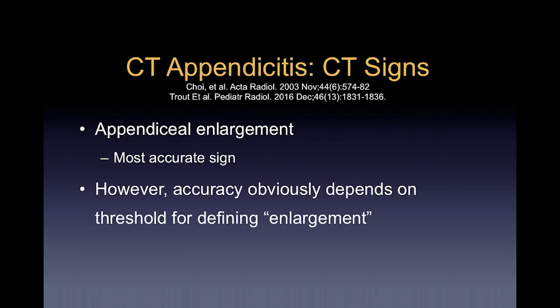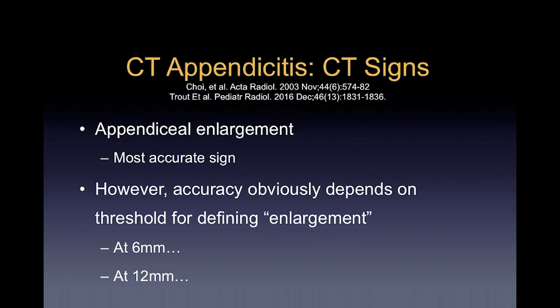However, accuracy is obviously going to depend on where we set our threshold for defining enlargement. If we set it at 6 millimeters, we are going to overcall appendicitis in a large number of cases. If we set it arbitrarily, just sort of doubled the number at something higher, 12 millimeters, we're going to miss a lot of cases. So it's accurate if you use the right number.